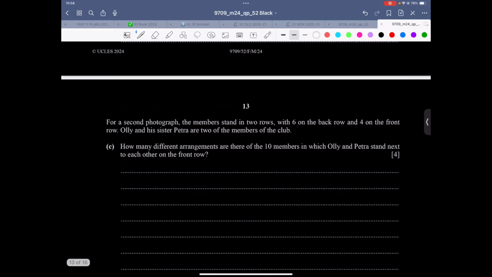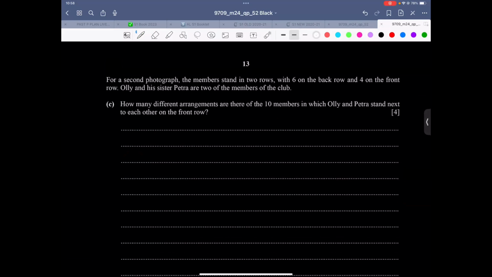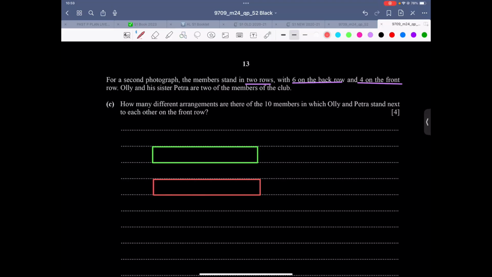Now we are coming to the next part. For a second photograph, what is happening now? Now for a second photograph, the members stand in 2 rows. 6 on the back, 4 on the front. So let me make 2 rows first. Let me choose a different color, a green color. So there is this one row, and then there is the other row. I can label one of them as the front, and this is the back.